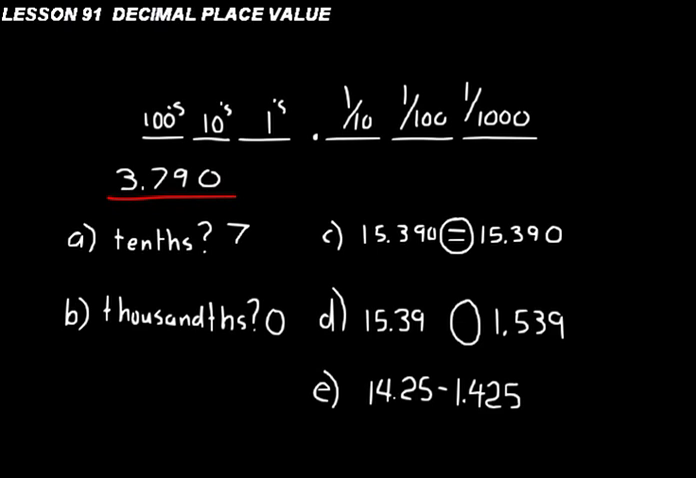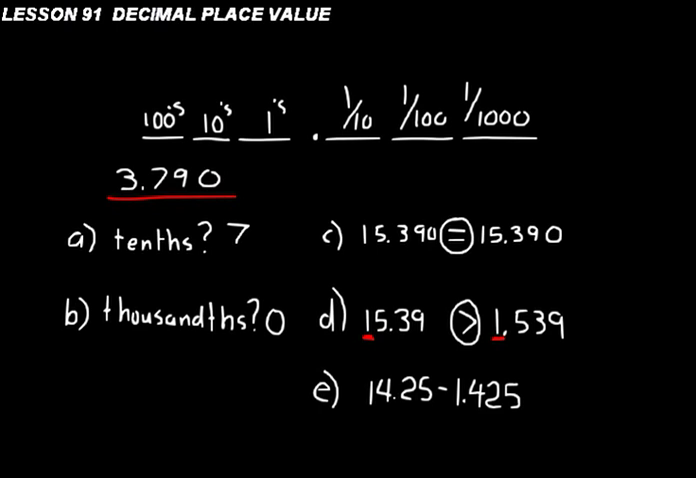Now look at D, 15.39 and 1.539. Well, let's just think about it. On the left, the 1, that's in the tens place. On the right, it's in the ones place. So the number on the left has to be bigger. It's 15. And the other one is 1.5. So we would put a greater than symbol like that.